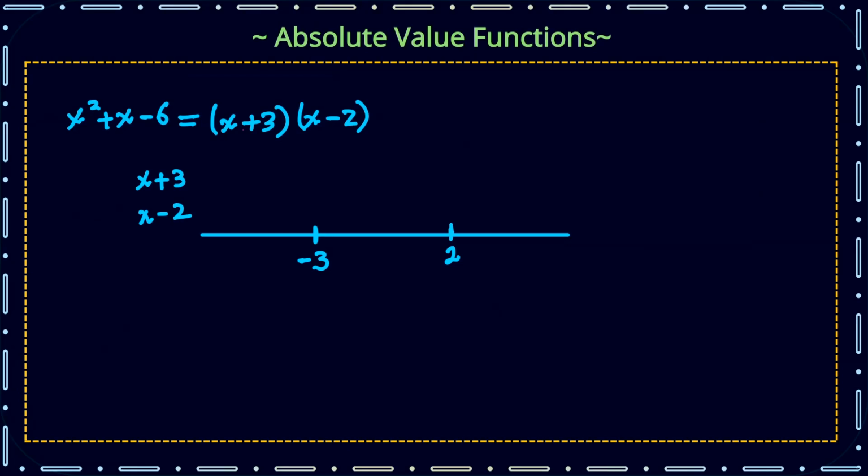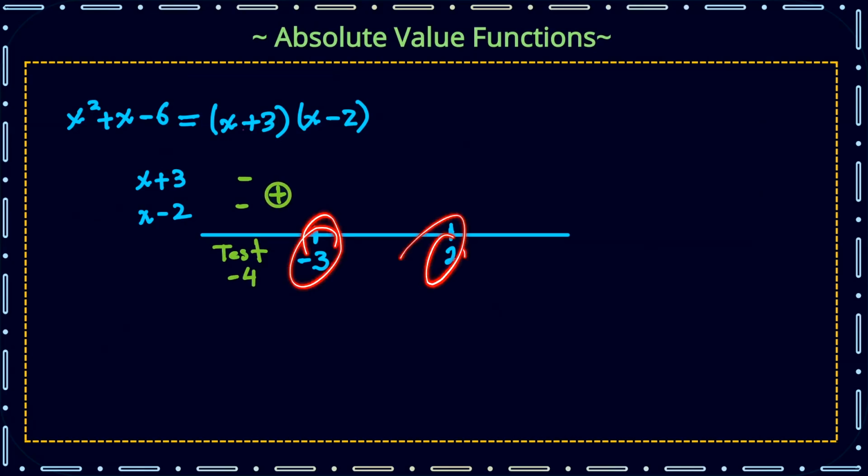You can begin by choosing test points. Let's say I test any number less than -3. Let's say we test -4. You can test -5, -10, -1,000,000. As long as it is less than -3, we are good. -4 plus 3 is a negative number. -4 minus 2 is a negative number. And double negative is going to give you a positive.